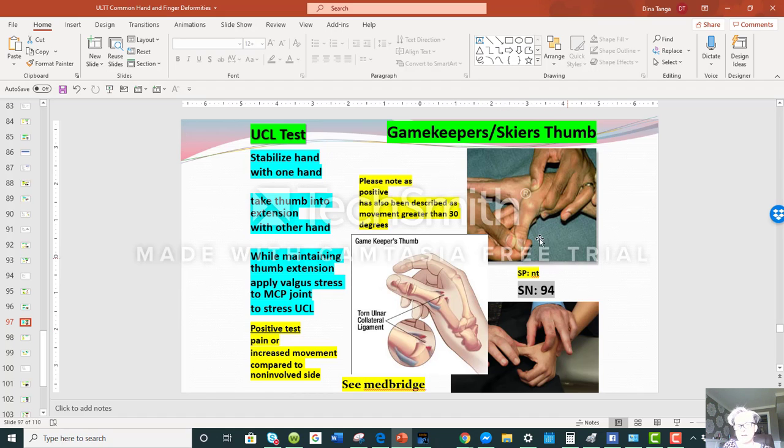So it has a pretty high sensitivity, 94%. So if the UCL test is negative, it rules it out.